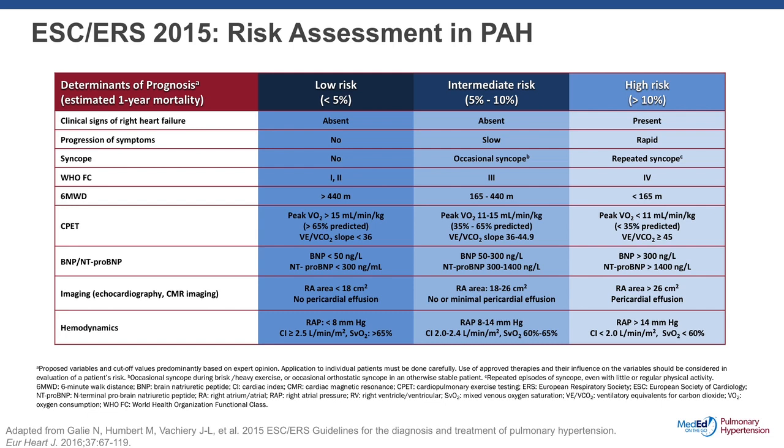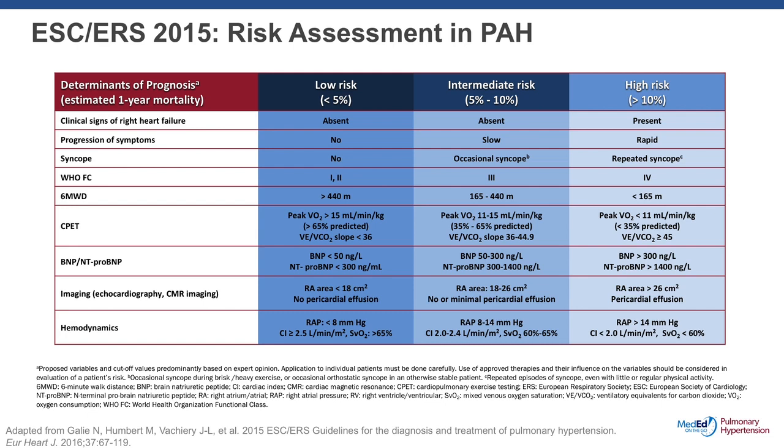And some of this is very obvious. For example, clinical signs of right heart failure. If the patient has those, that's a very poor prognosis. That puts a patient in the high-risk category. Progression of symptoms, the more rapidly a patient is progressing, the worse their risk is. Syncope, as we know, is a very bad sign in patients with pulmonary arterial hypertension.